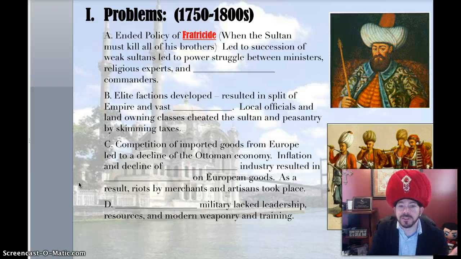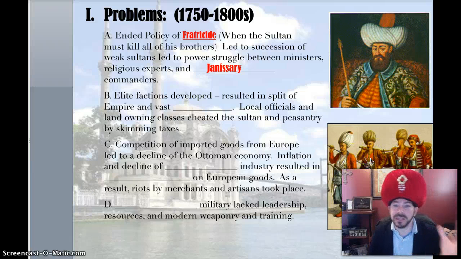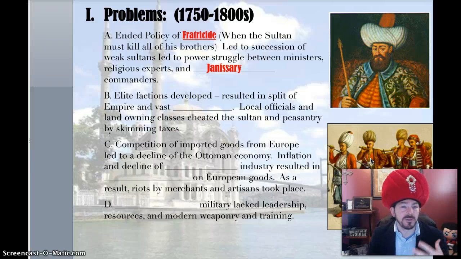Now, there were other problems as well, and some of those problems were with the Janissaries. Remember this elite group? You see the picture there on the PowerPoint. These guys were the elites, right? They were the most intellectual, the cream of the crop, and yet they really didn't want too much change. And so they got very comfortable in their position, and we'll see how that becomes a problem later. Also, corruption starts to happen.